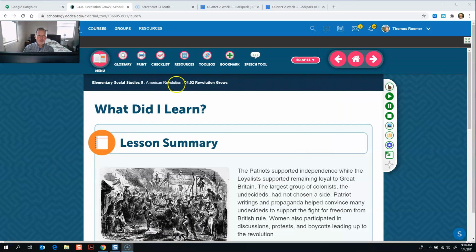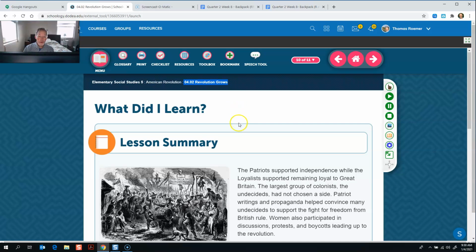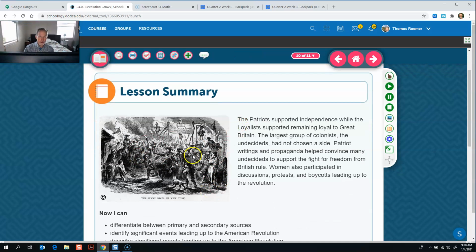Hey there, everybody. We're at lesson 2 right up here. You can see that the revolution grows. Okay, we can take a look at our picture right here, some protests. So now we've got the patriots supporting independence, while the loyalists support remaining with Great Britain. So we have 2 different groups. The patriots are looking for independence, and the loyalists still want to stay with England.